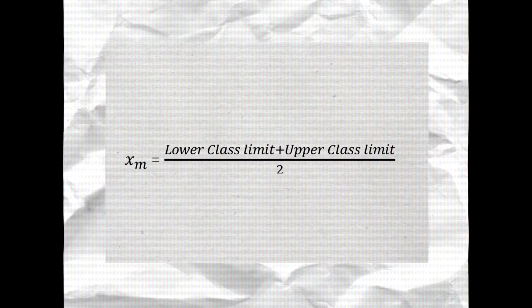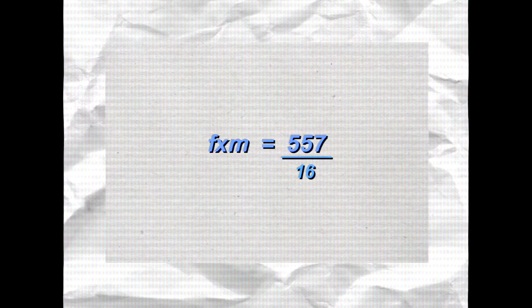And then after that, we have already satisfied the numerator. Hence, for the denominator n, you just need to get the total of all the frequencies of the classes, hence you will get the mean. In the problem, you can see that our fxm is 557, and it was divided by 16 because the total of 2 plus 2 plus 4 plus 4 plus 3 plus 1 is 16. And the mean for all of the numbers that are present in this problem is 34.81.